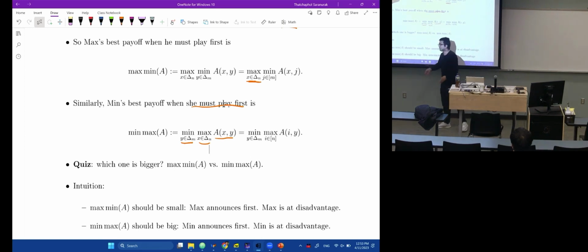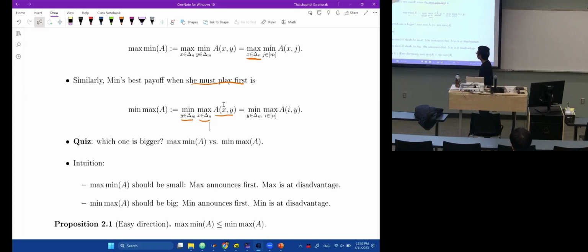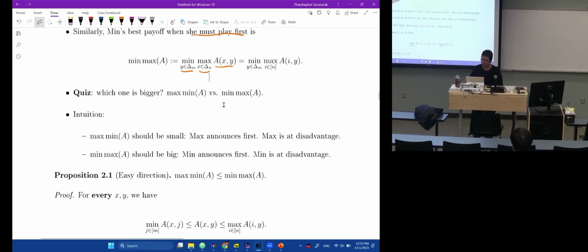Similarly, min max should be big because Min is at a disadvantage. She needs to announce her strategy first. Right? So from this intuition, you should think this max min should be small, the min max should be big, so this one should be smaller than this one. And it's true. And the proof is actually simple to verify.